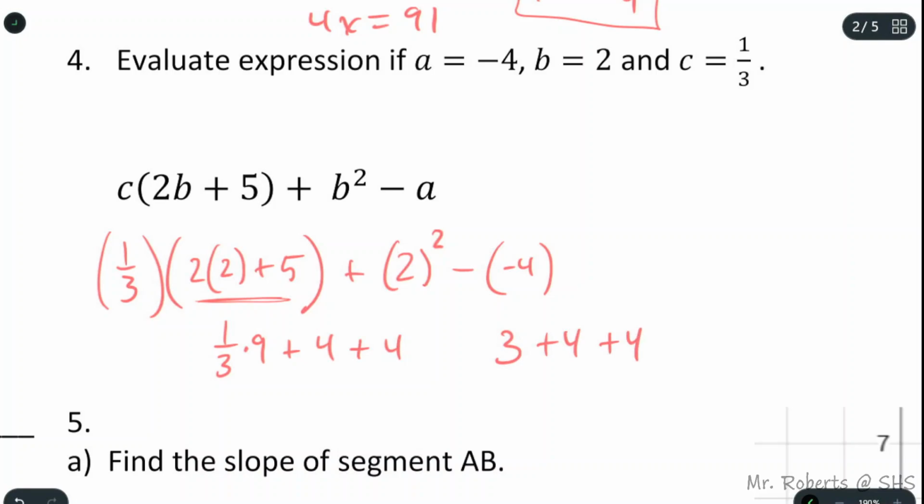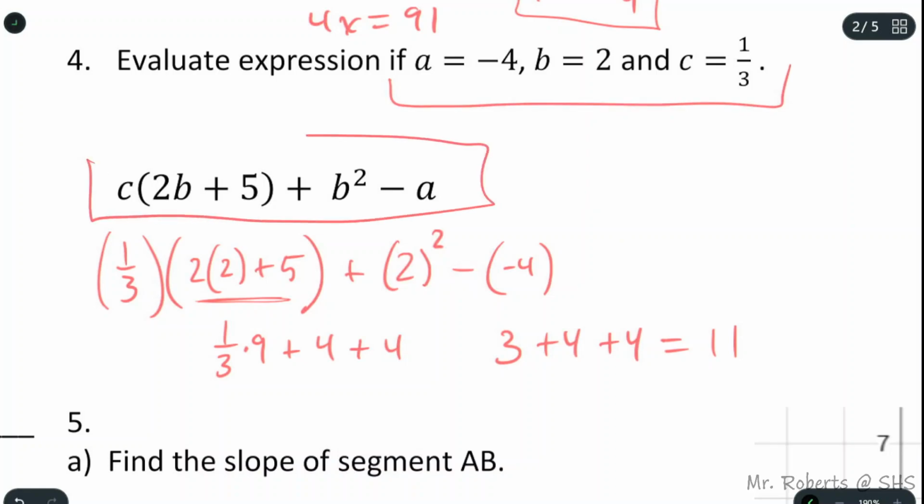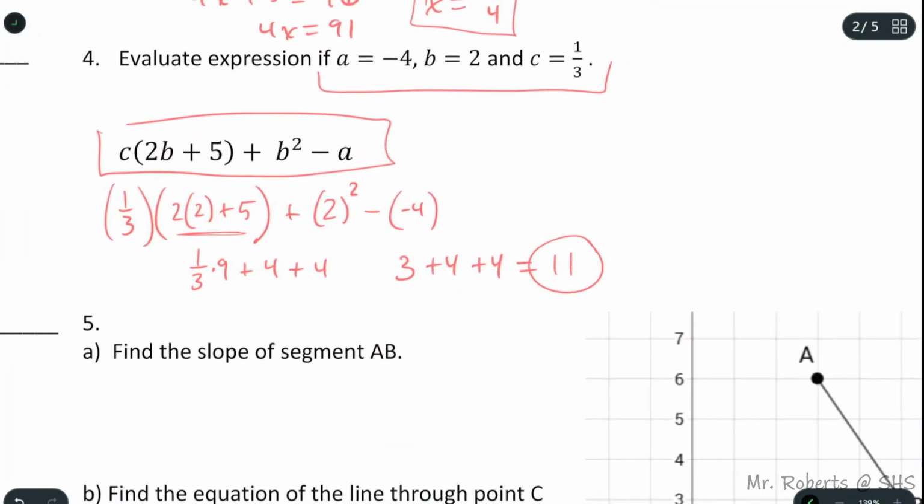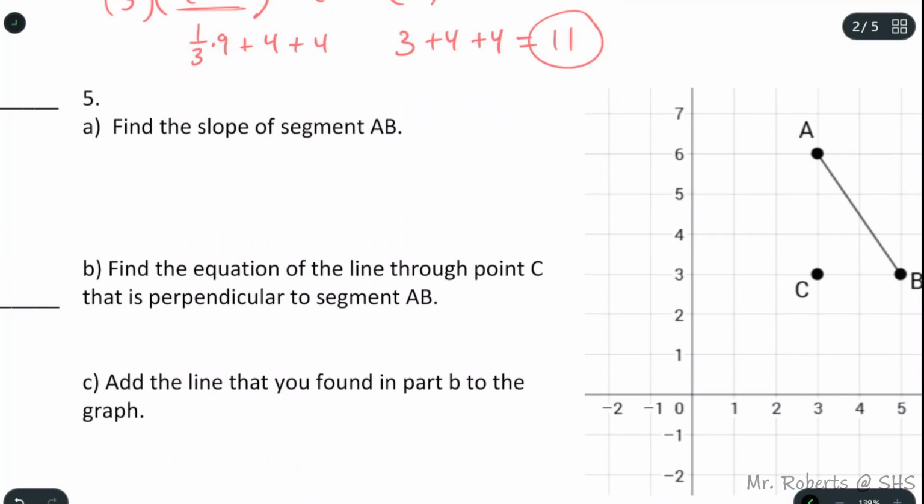So I'm looking at 8 plus, 8 plus 3, 8, 9, 10, 11. So I believe that this is 11. So for these values of a, b, and c, this expression produces an output, a value of 11. So that's number 4. Number 5, it says find the slope of segment AB.